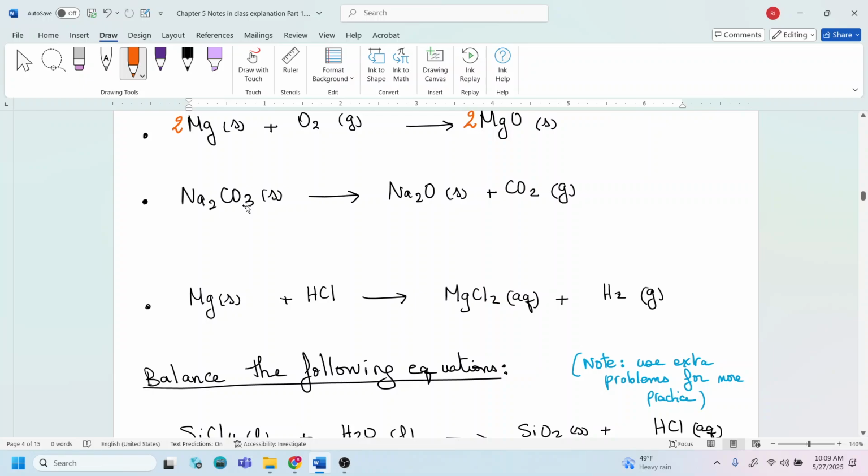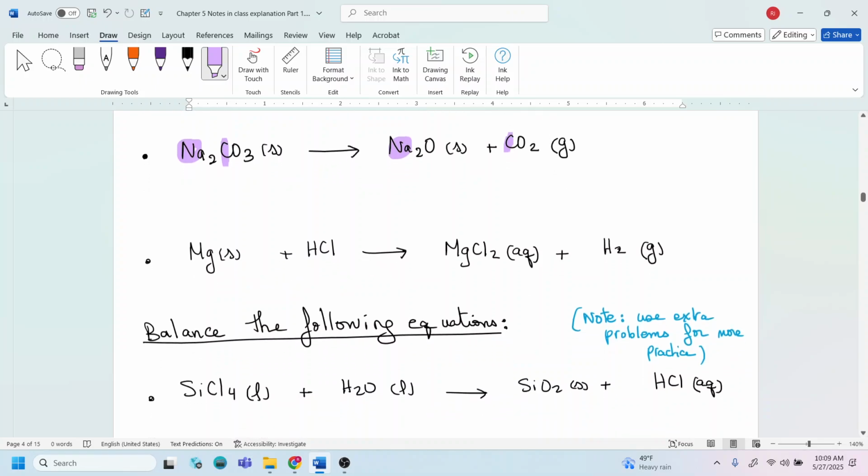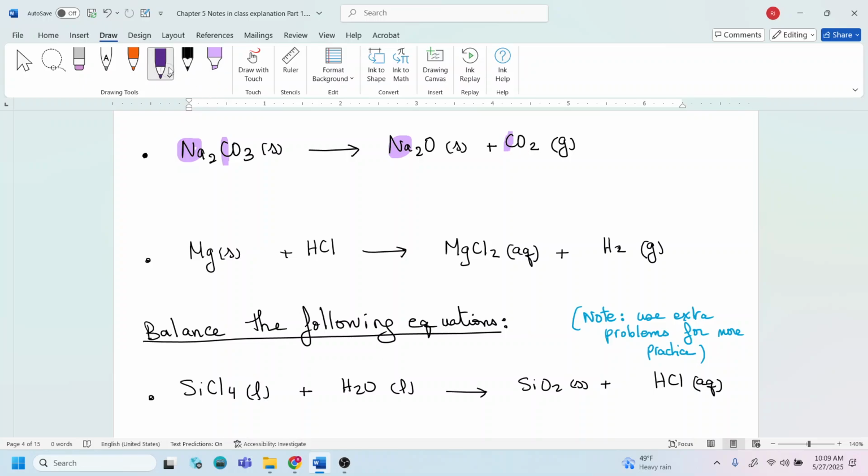Sodium carbonate gives me sodium oxide plus carbon dioxide. So I'm starting with the sodium. The sodium is balanced: Na2, Na2, I'm good. Do the carbon. Carbon is balanced, I am good. And then what I have over here is the oxygen. Oxygen is 3, oxygen is 3. So I am fine. So this reaction is balanced.